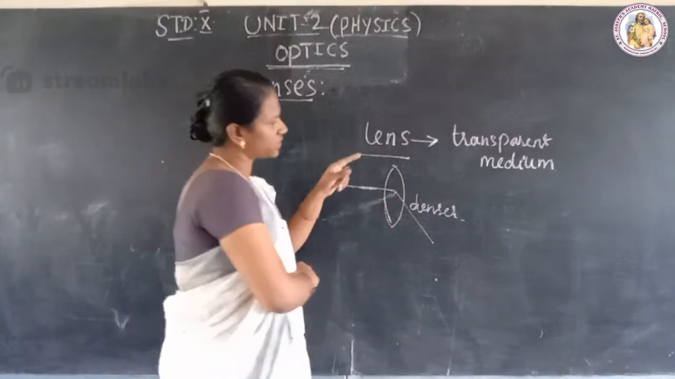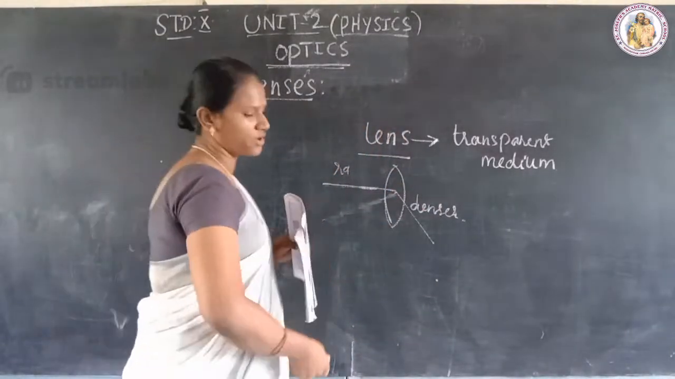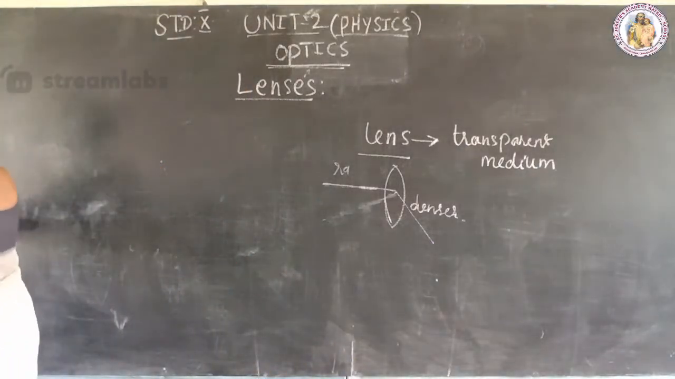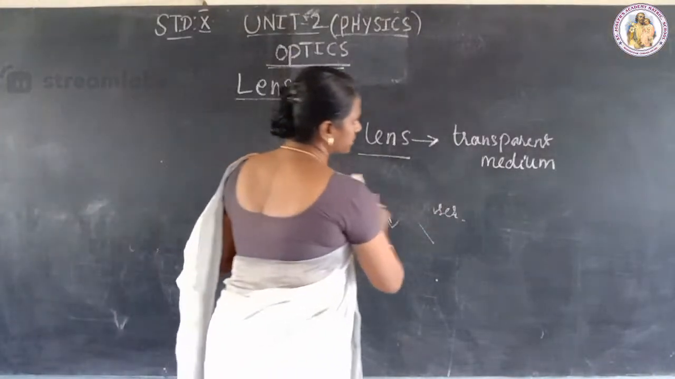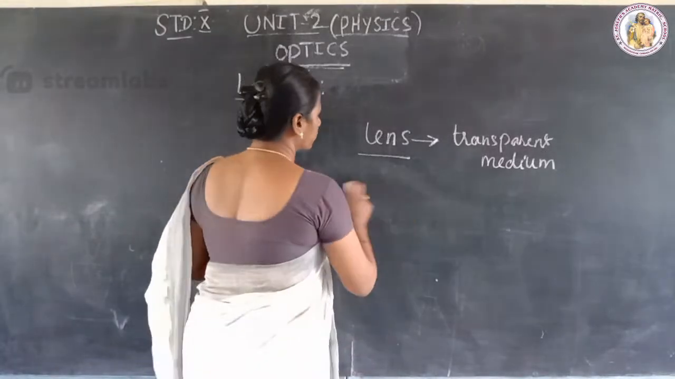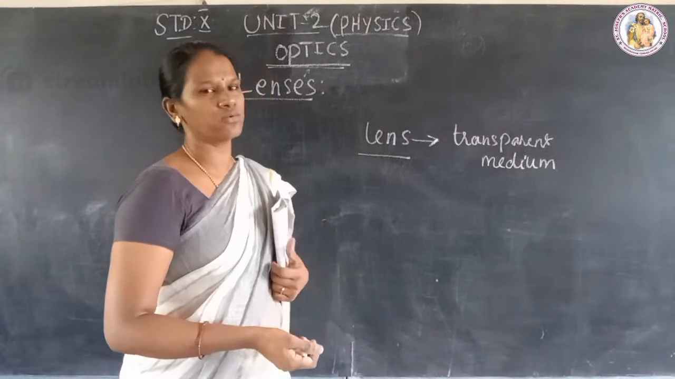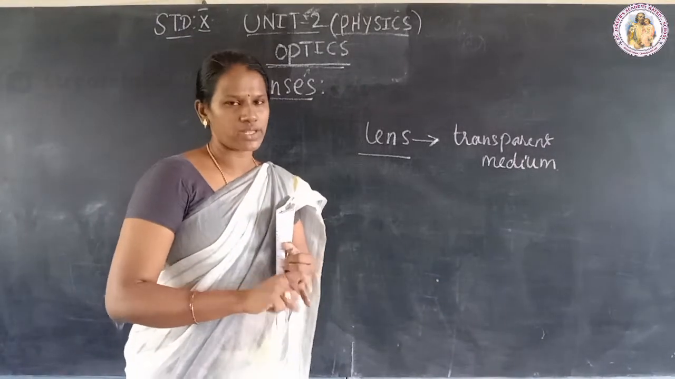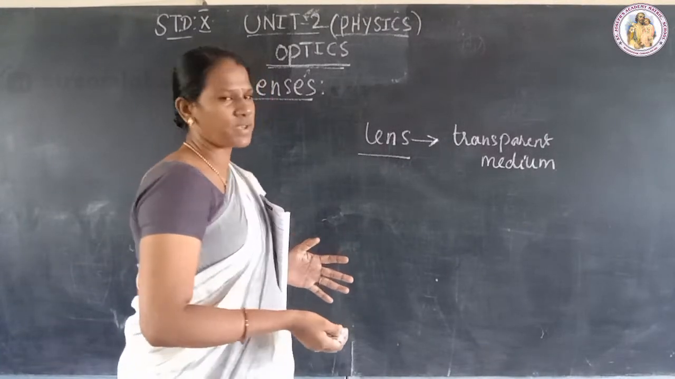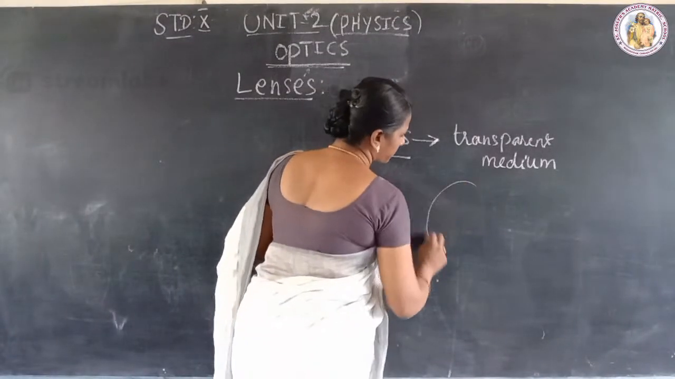So a lens is a transparent medium bounded by two spherical refracting surfaces. There are two types of lenses, and in this class we are going to discuss the convex and concave lens. Generally, how is the lens formed? By two spherical surfaces.